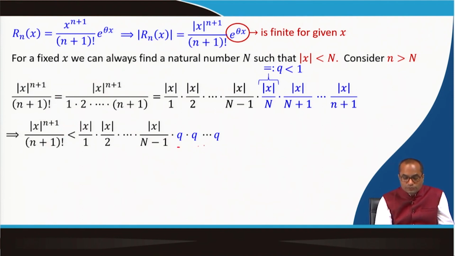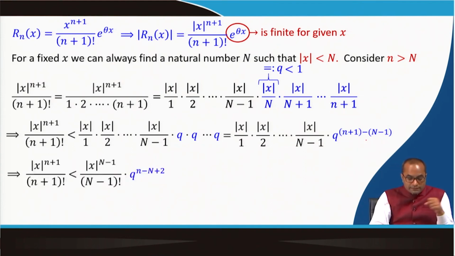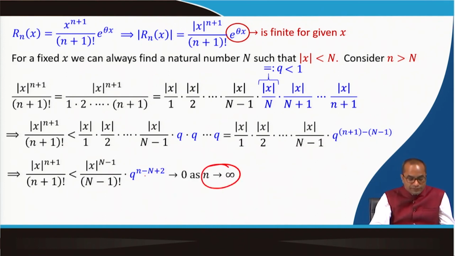So this is q into q, and then that is q power. We know how many terms there are, because we start with N and end with n+1. So we are here with so many terms, and that is q to the power n minus N plus 2. And now at this stage we can actually take the limit. If n goes to infinity, because this is something fixed here, and q is less than 1, then this term will go to 0 and everything will become 0.